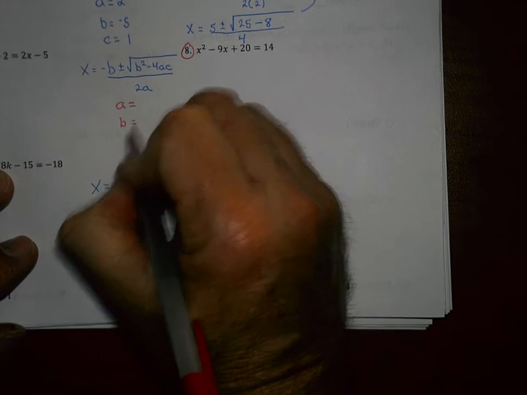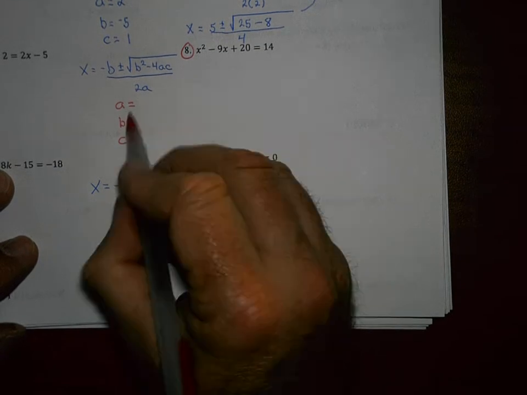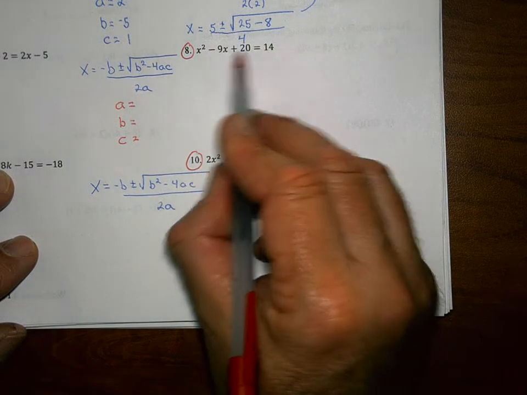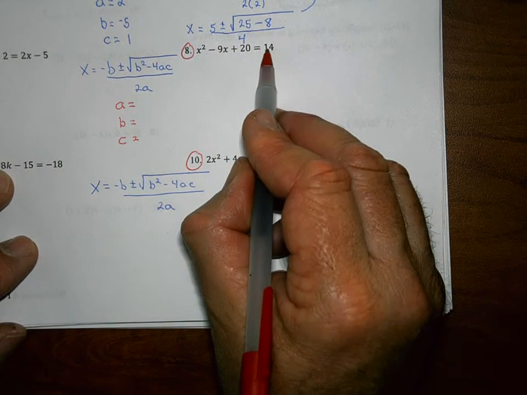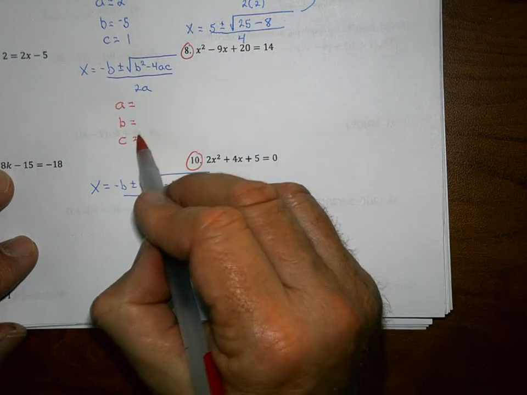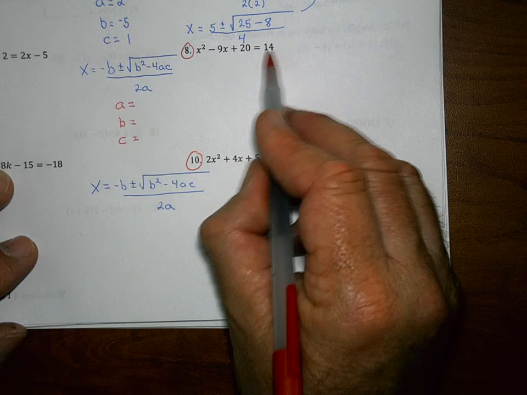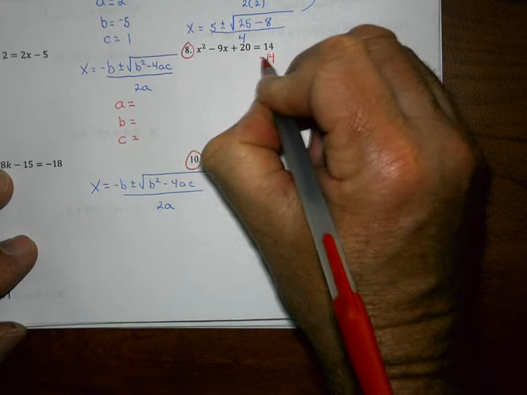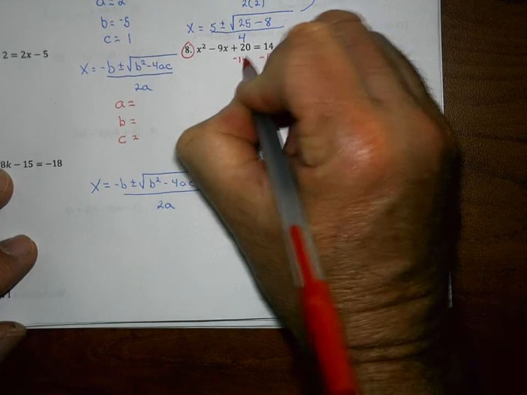A, B, C. I'm going to identify what my A, B, and C are. I look at my equation. Is it equal to 0? No. It's equal to 14. I can't say what A, B, and C are yet. So I have to zero out this 14 side. So I'm going to minus 14 from both sides. Subtract 14. Okay? Now, why do I do that?